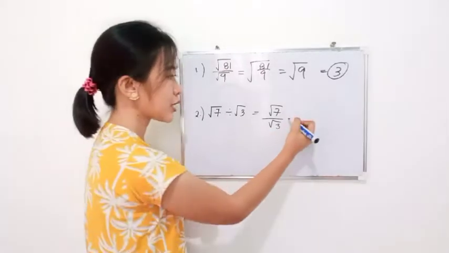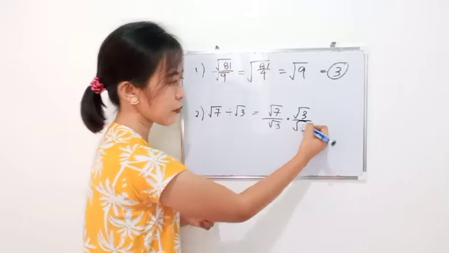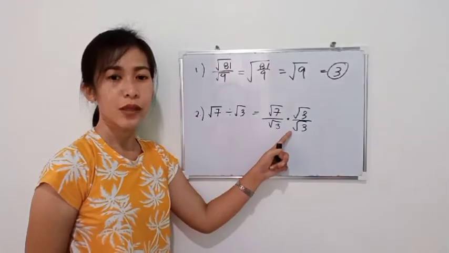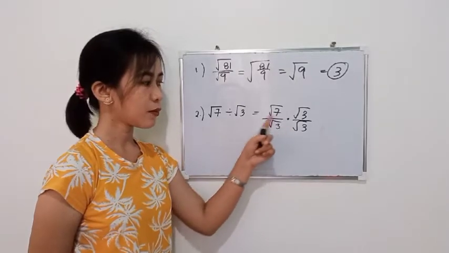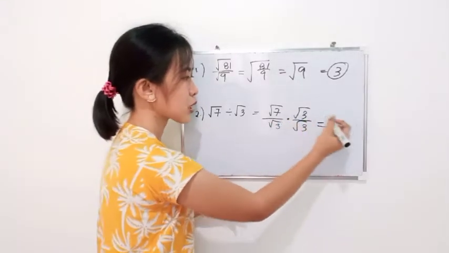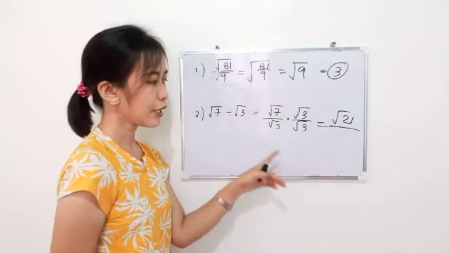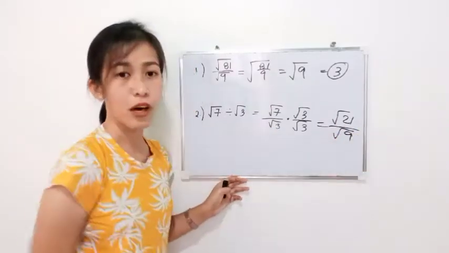Alright? So, ganito lang siya. Ita-times nyo lang siya, both sides. Yan. Kailangan both numerator and denominator is mai-multiply nyo doon sa radical na kailangan ito ay maging perfect square. So, we have here, 7 times 3 is 21. Ayan, square root of 21. And square root of 3 times square root of 3 is square root of 9.